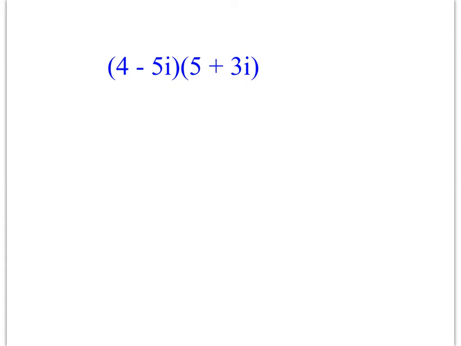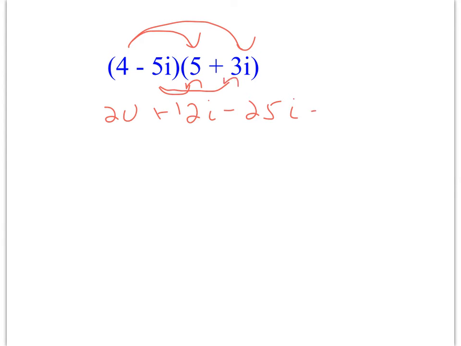Okay, let's try this guy right here. We're going to FOIL this binomial times a binomial. I'm going to start by doing 4 times 5, which of course is 20. 4 times positive 3i is plus 12i. Negative 5i times 5 is negative 25i. And negative 5i times 3i is negative 15i squared.